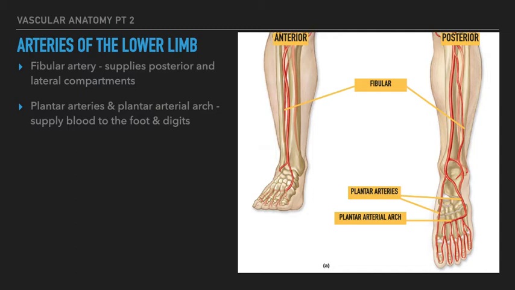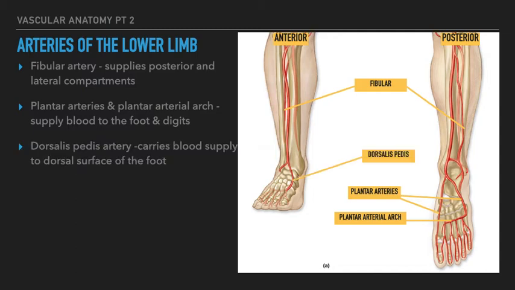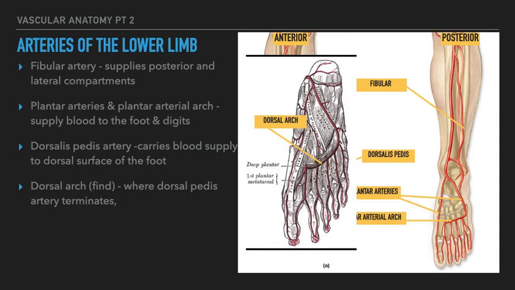In the anterior view, we can see the dorsalis pedis artery. This is going to carry oxygenated blood to the dorsal surface of the foot. It also serves as a reliable place for palpation, and it's often examined by physicians when assessing whether a patient has peripheral vascular disease. This artery ultimately will terminate in the dorsal arch, which is shown here in this image that just popped up. So it's kind of that arching artery that goes across the middle of the foot.